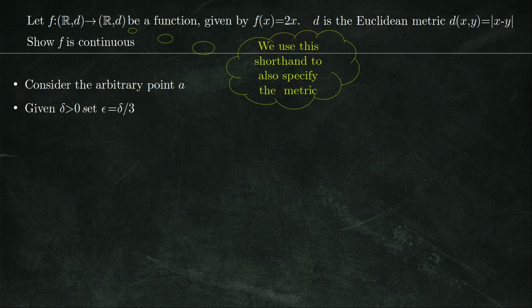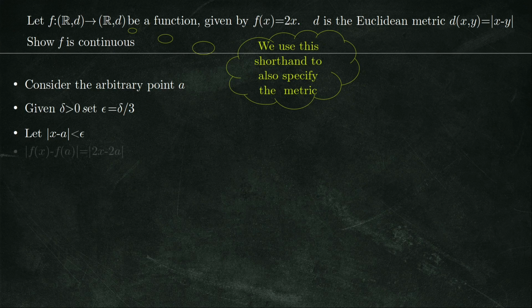And also, it may not always be obvious what epsilon should be. Sometimes you have to play around with the function and really get a handle on it before you can work out what epsilon is. However, for now, I've told you, it's delta over 3. So we're going to consider a point x such that |x - a| < epsilon.